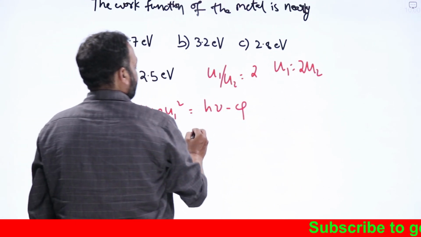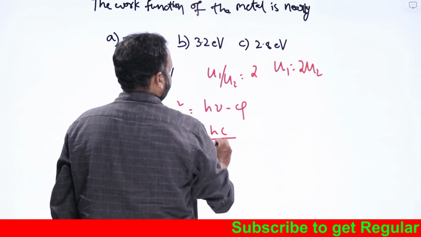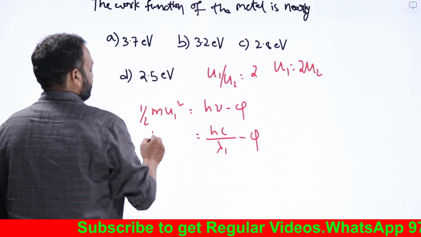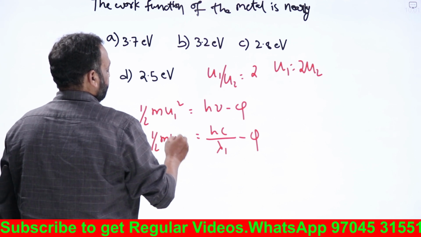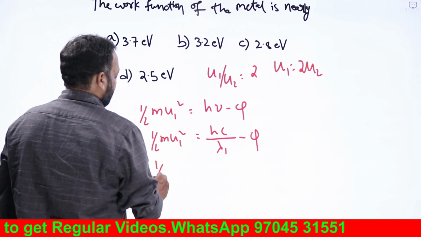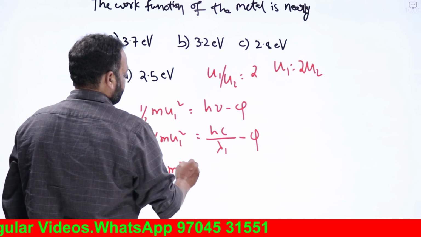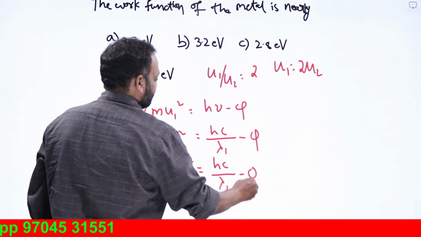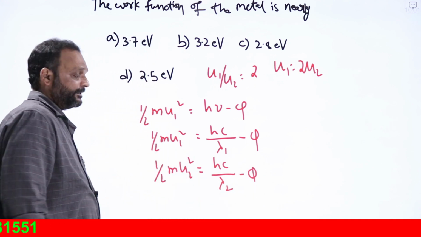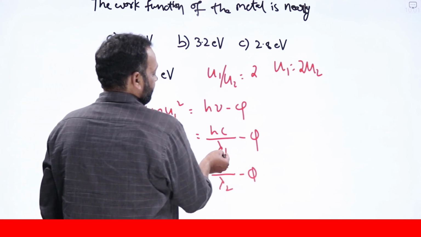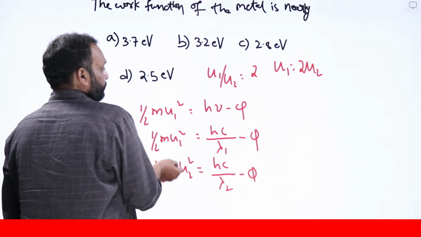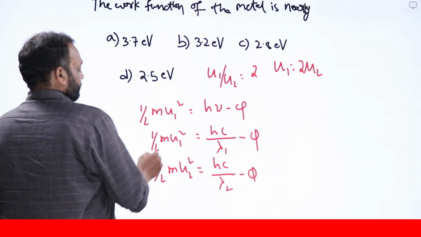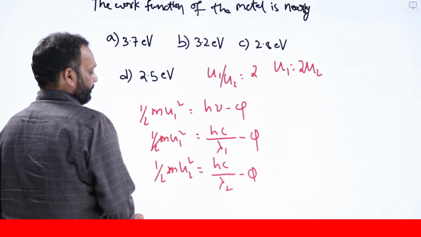Okay, so I'll read this as hc by lambda 1 minus phi. This is half m u1 square. Similarly, half m u2 square is equal to hc by lambda 2 minus phi. Work function will be same for the given metal. Lambda 1 is given 248 nanometers, and u1 and u2 are related as u1 equal to 2u2.